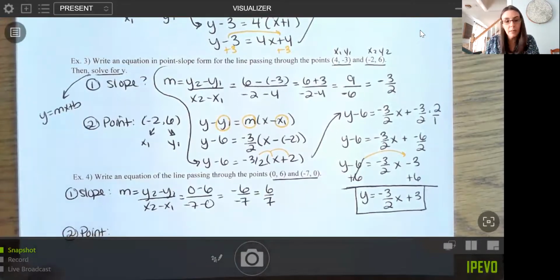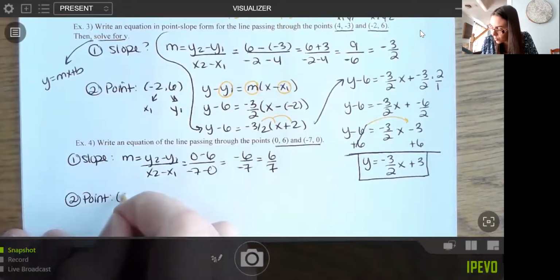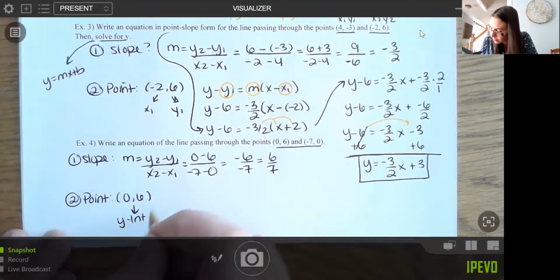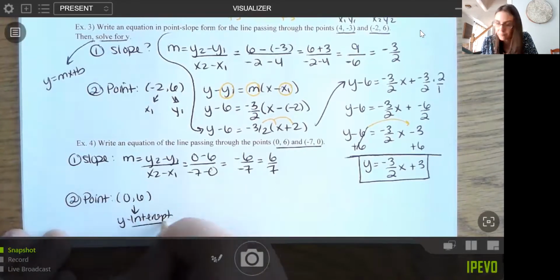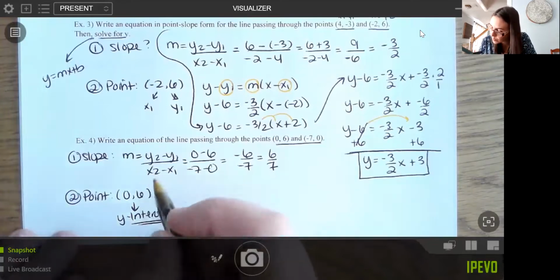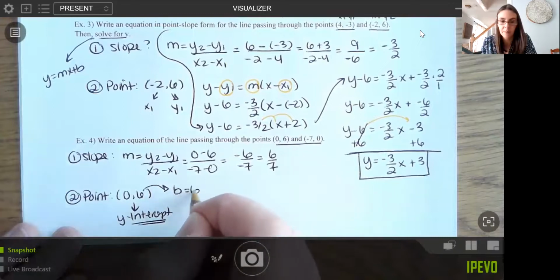Now I do need a point. I do have 2 points here, so I can choose either one I want. But I am noticing that this point here, that 0, 6, is my y-intercept. And when I have the y-intercept, it's really nice. It makes my life a lot easier. So I'm going to choose the y-intercept. And the reason is because when I have the y-intercept, I know my b value. My b value is 6 here.